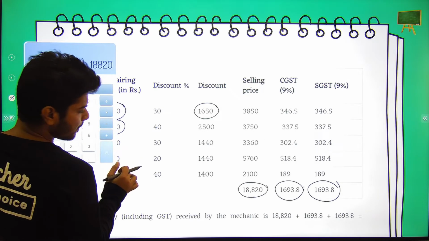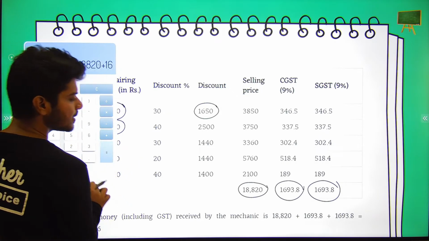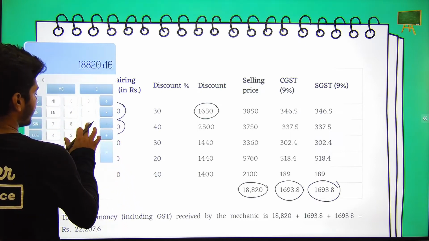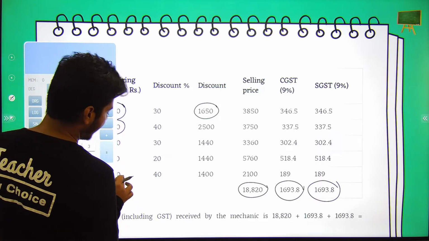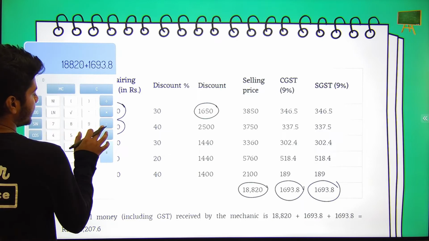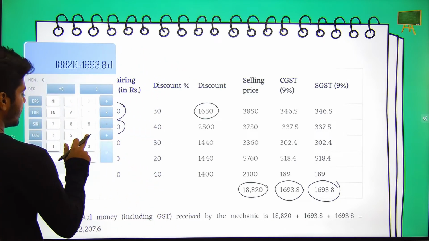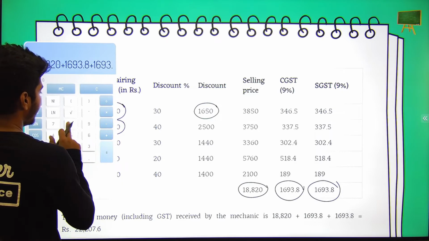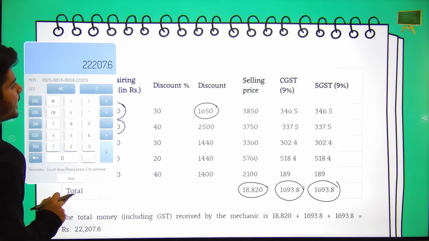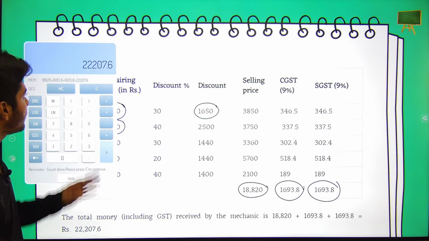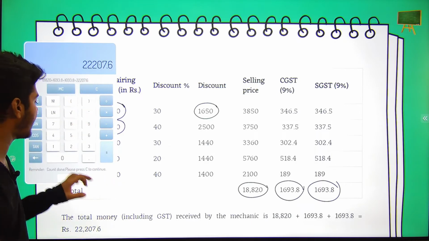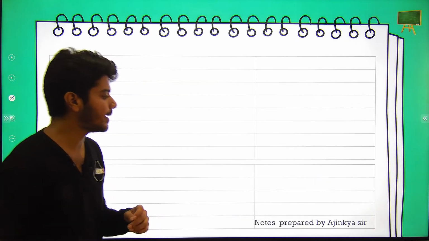18,820 plus 1693.8. See, decimal is important in this. Plus 1693.8, 1693.8. So you are getting 22,207.6, exactly correct. So this is your final answer.